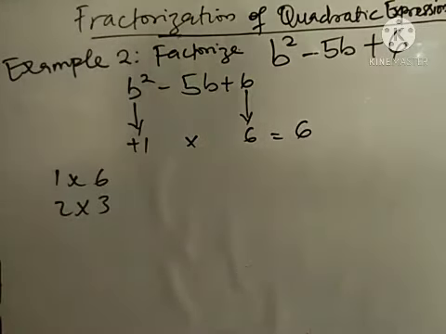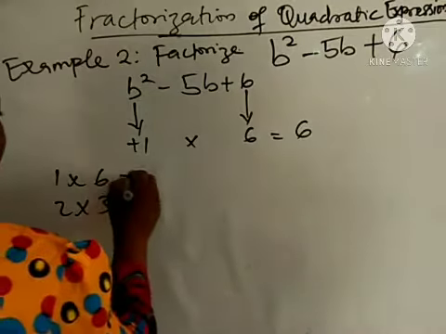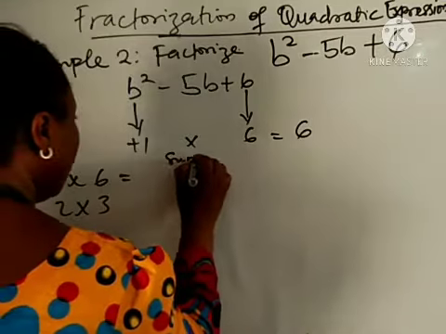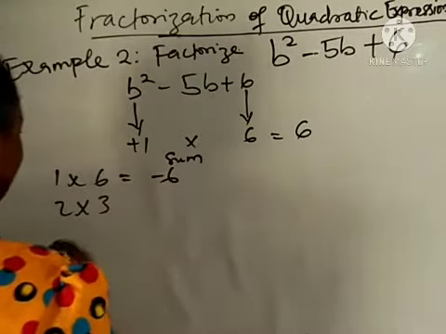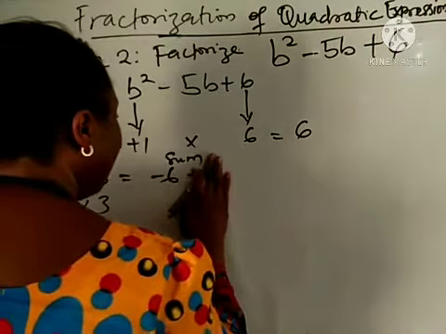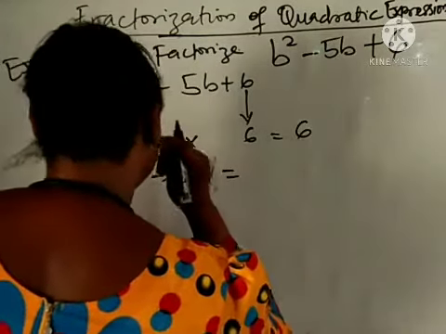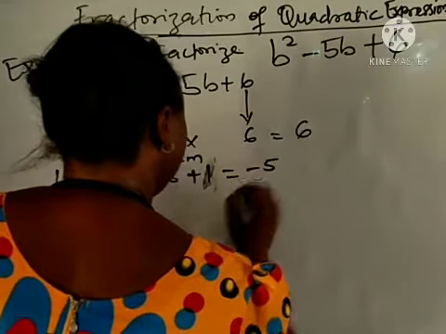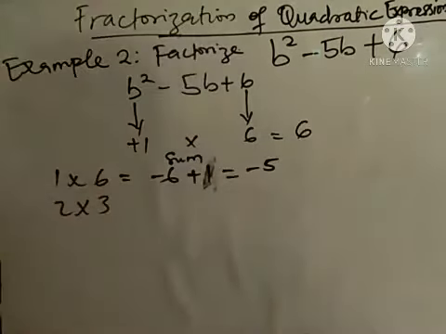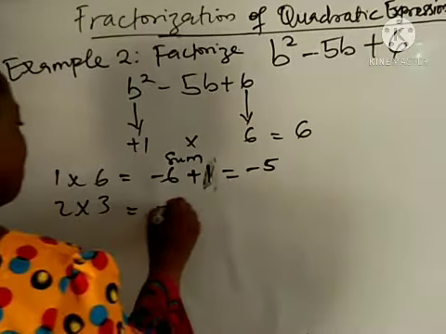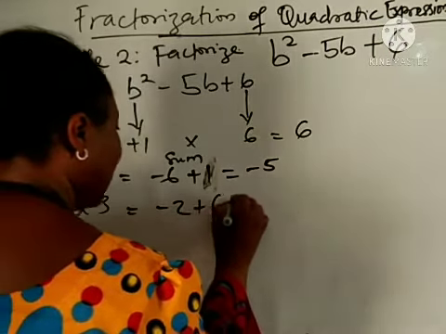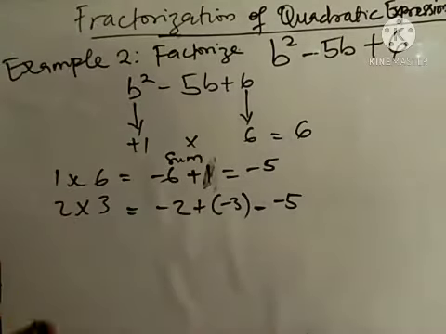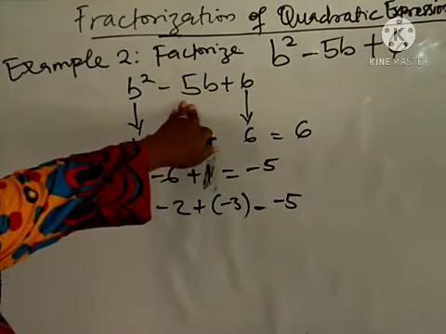1 times 6, we can have, this can be the sum. For the sum, we can have it as minus 6 plus 1. Minus 6 plus 1 will give us minus 5. We can also have minus 2 plus minus 3. Minus 2 plus minus 3 will also give us what? Minus 5.